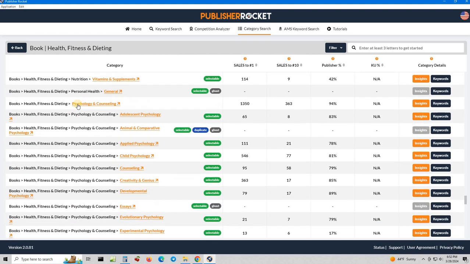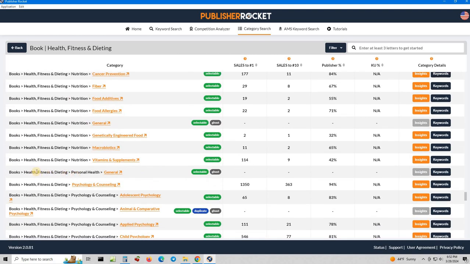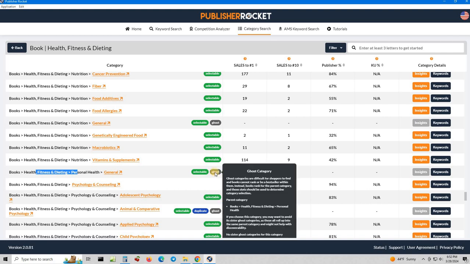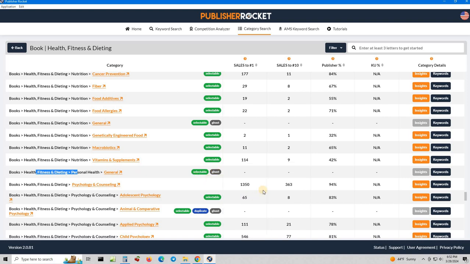Mental health, nutrition. Here's one. This might be a good one. I don't know what ghost means. Oh, yeah, see? Ghost categories are difficult for shoppers to find, and books cannot rank or be a bestseller within them. Instead, books rank for the parent category, and those stats should be used to determine category selection. That's why there's like no competition in it. Bad category. All right.